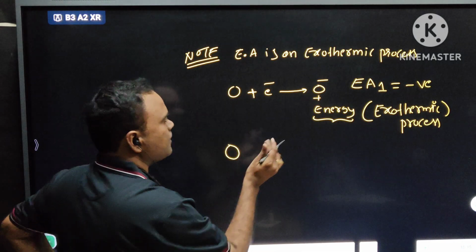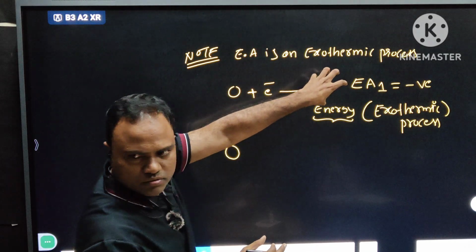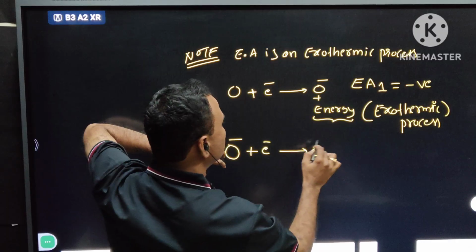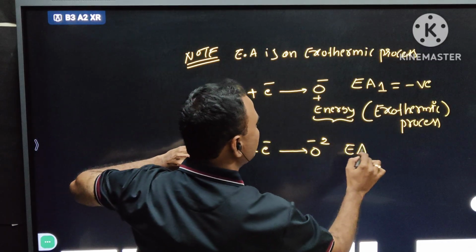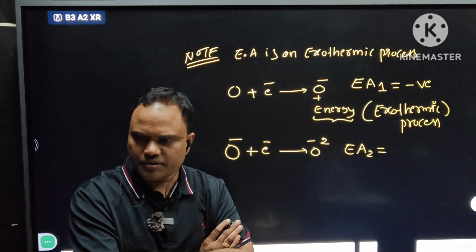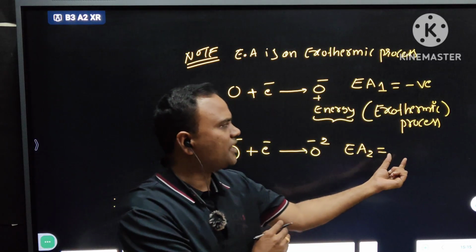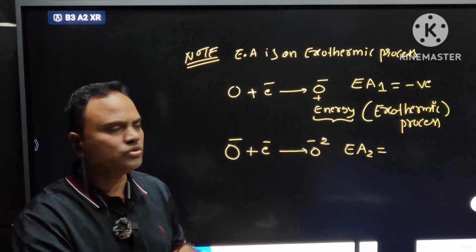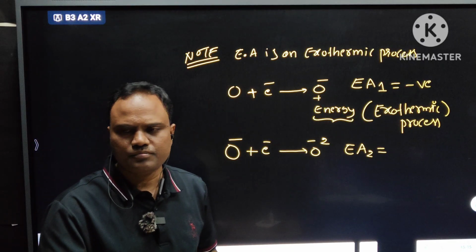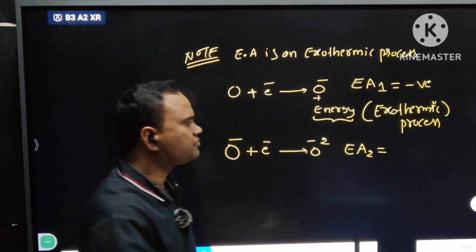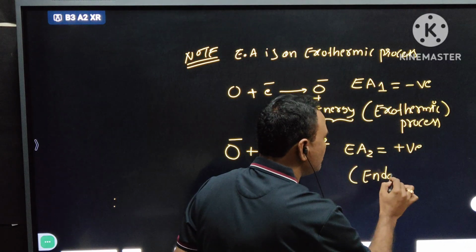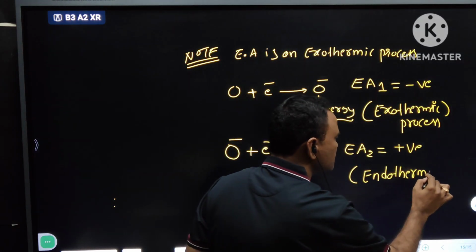Can you guess? I am taking this O minus and adding another electron to it, which will convert it to O 2 minus. This is called electron affinity 2. Then guess the sign here, negative or positive? And is the process exothermic or endothermic? Positive, endothermic. Very, very, very important.